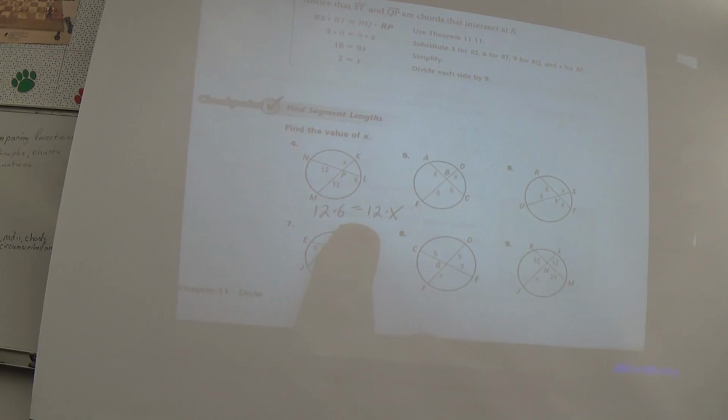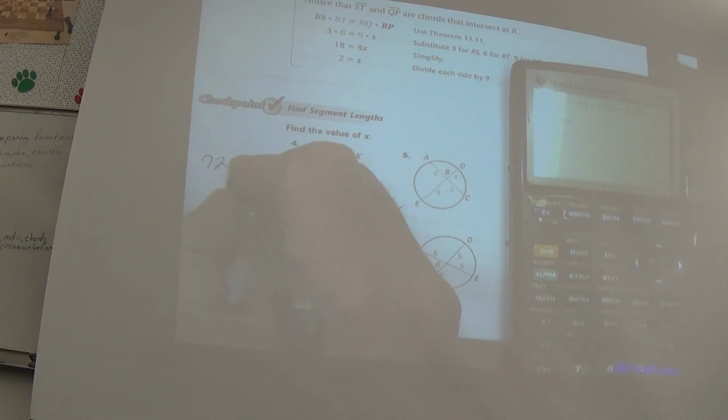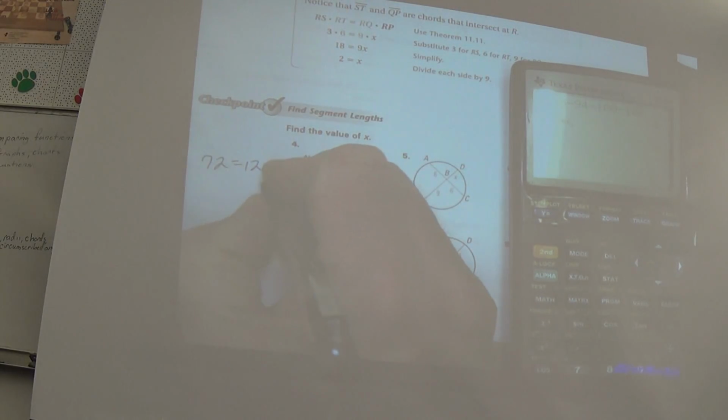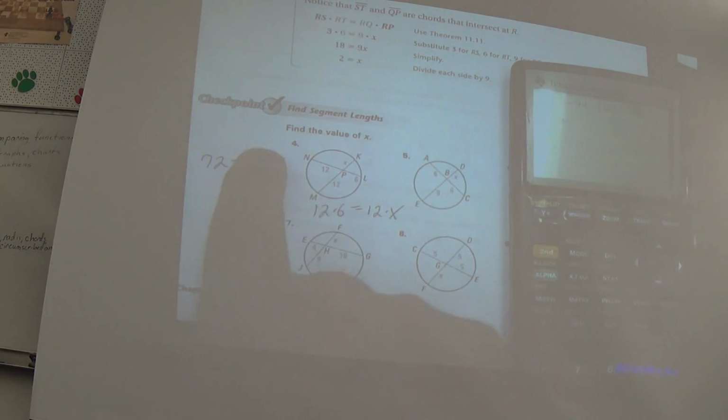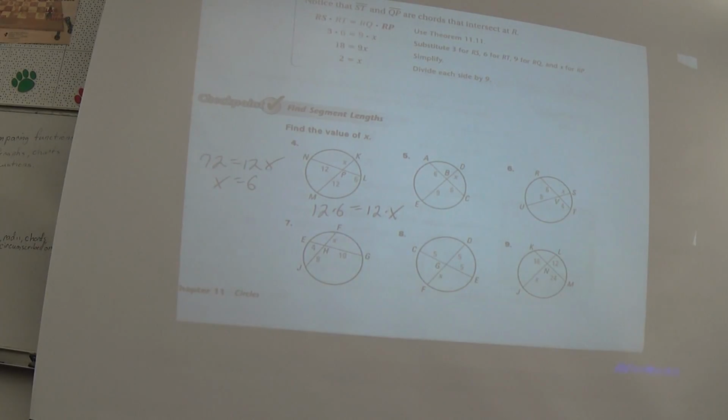X would equal 6. I don't get it. How does 12 times 6 equal 12 times x? So if we figure out what 12 times 6 is, 12 times 6 is 72. So now you have 72 equals 12x. And if I divide both sides by 12, you get x equals 6. So we multiply it and then we divide it? Yeah, that's the algebra.